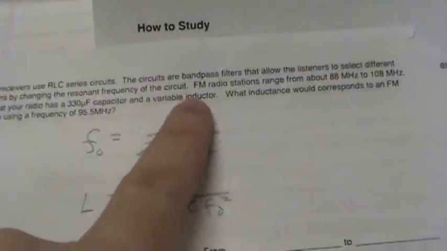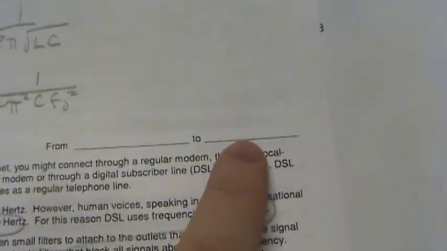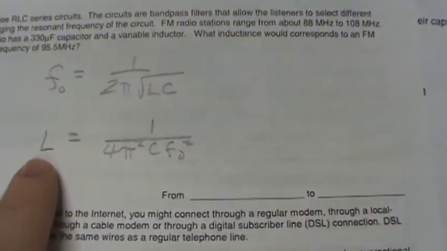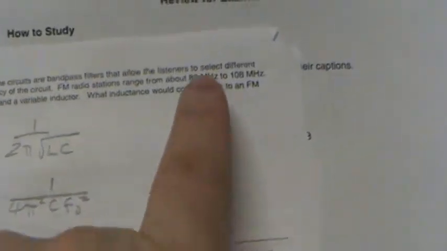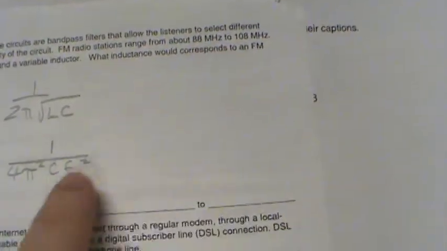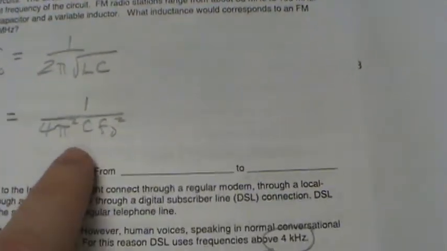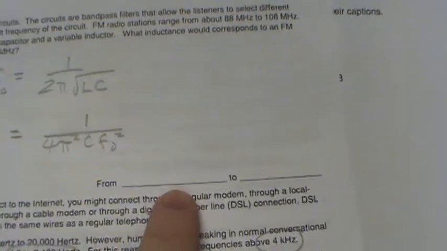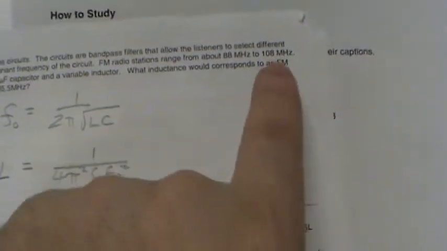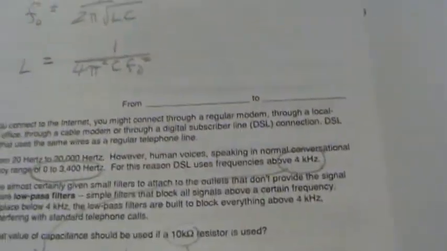So if you're looking for the range of inductances that are needed to build a radio, you solve for L and get this expression. So you put this frequency right there and the capacitance over here to find one of the values, the lower or upper limit, and then you use the other frequency to find the other one.